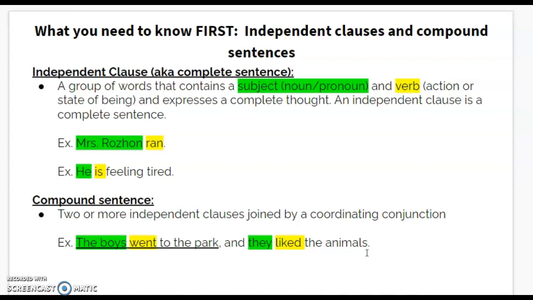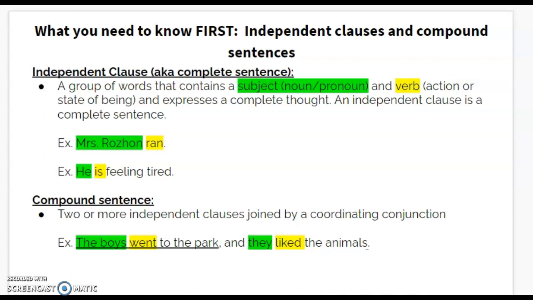All it has is a subject and a verb, but that's all a complete sentence needs. That sentence is also a lie because I don't run. The second example is he is feeling tired. That use of is is what we call a state of being verb. I think it's named appropriately. He just kind of is there. That's his state of being. He is, now what is he doing? He is feeling tired. Okay, so you have your independent clause, which is a complete sentence.